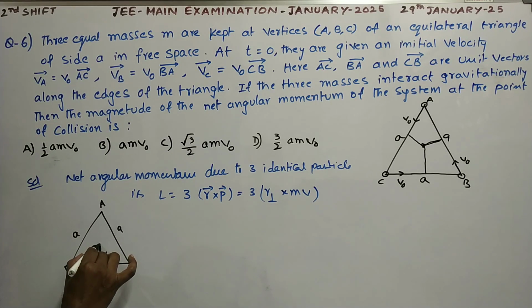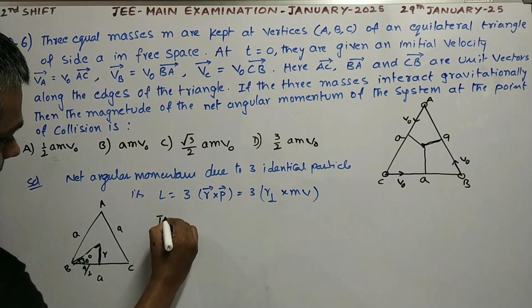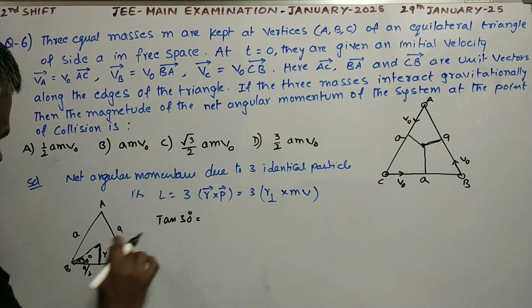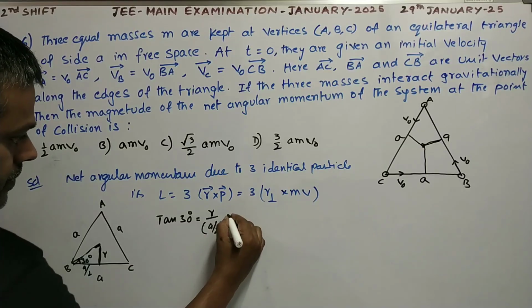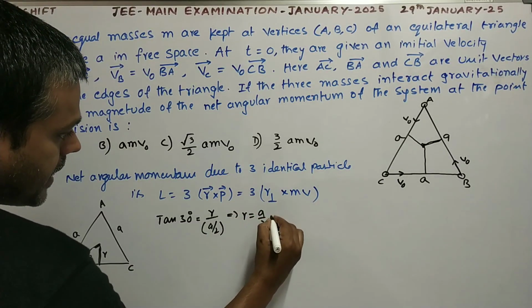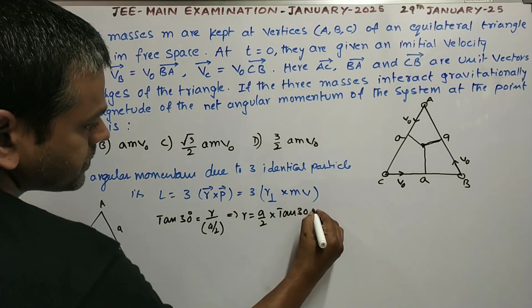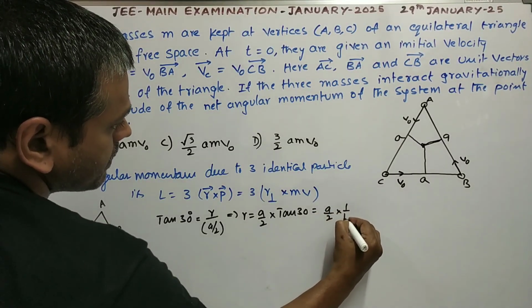When you join this centroid with any one particle lying at a vertex of this equilateral triangle, it makes an angle of 30 degrees. Why? Because this is an equilateral triangle. The total length is A, so this length is A by 2. From this you can write tan 30 is equal to opposite by adjacent, that means R by A by 2. That implies R is equal to A by 2 into tan 30, which is equal to A by 2 into 1 by root 3.